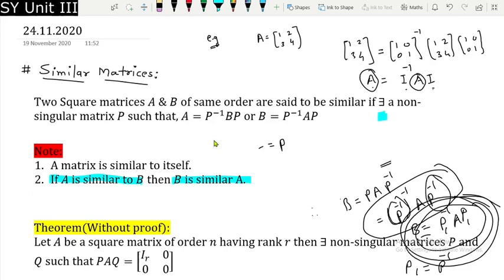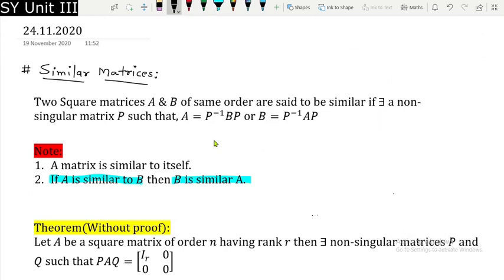What do you feel? Will the similarity of matrices be transitive? Let us try it. So I'll say let A be similar to B. This notation I will use for similar matrices, and I'll say let B be similar to C. So A is similar to B means what? There will exist some non-singular matrix P such that A will be equal to P inverse BP. Now since B is similar to C, again there will exist some non-singular matrix P1, I will say, such that B will be equal to P1 inverse C P1.